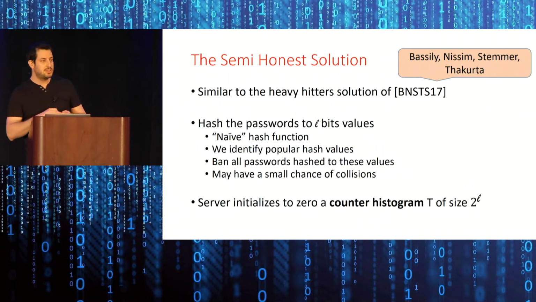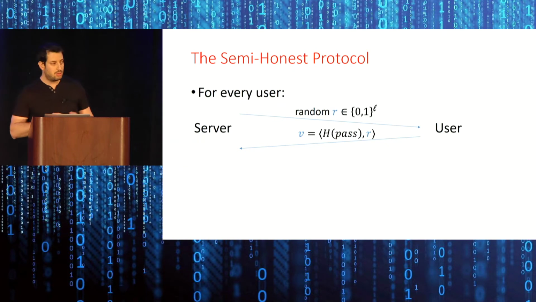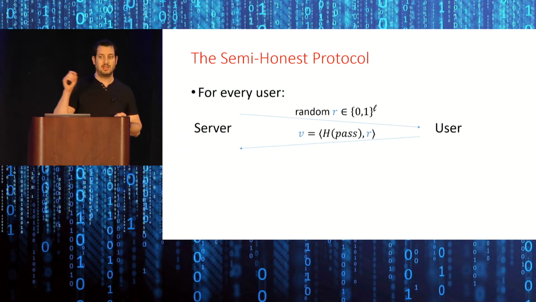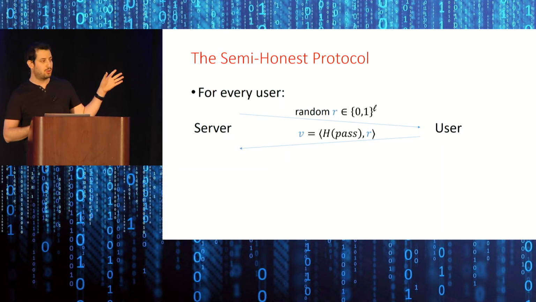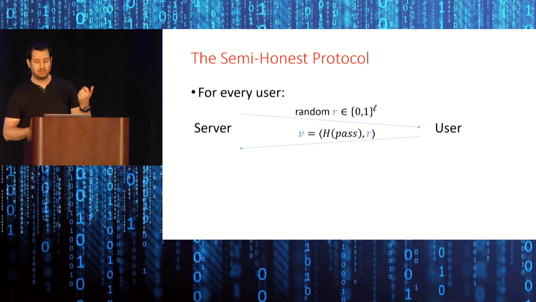So the server is going to save a counter histogram with size 2^L, and it's going to initialize it with 0. And the protocol is very simple. It looks like this. The server will choose a random L-bit value for each user and send it to the user. The user will hash its password, calculate the inner product of the hash with this L-bit value, and send the 1-bit result to the server.